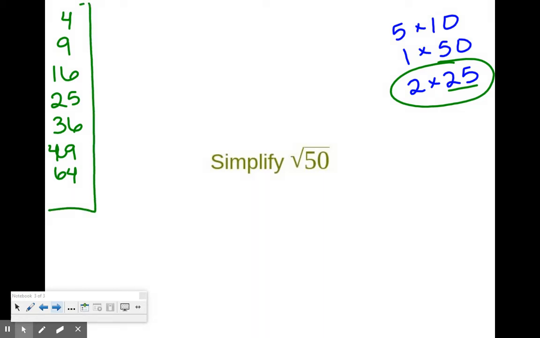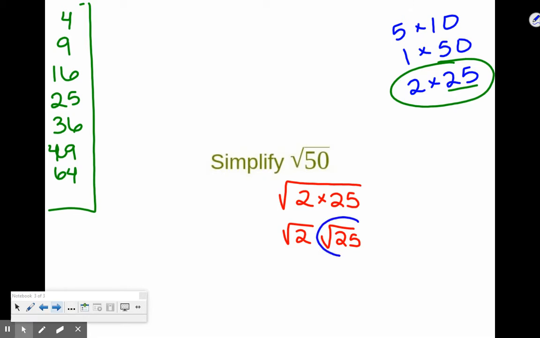So here we found one, 2 and 25. All I'm going to do is rewrite the square root of 50 as the square root of 2 times 25. It means the same thing. I'm going to separate it out: square root of 2, square root of 25. All 3 of these mean the exact same thing. Then we picked a perfect square number so that we could get a whole number out of it. Square root of 25, well, that's just 5. So my final answer is going to be 5 square root of 2.